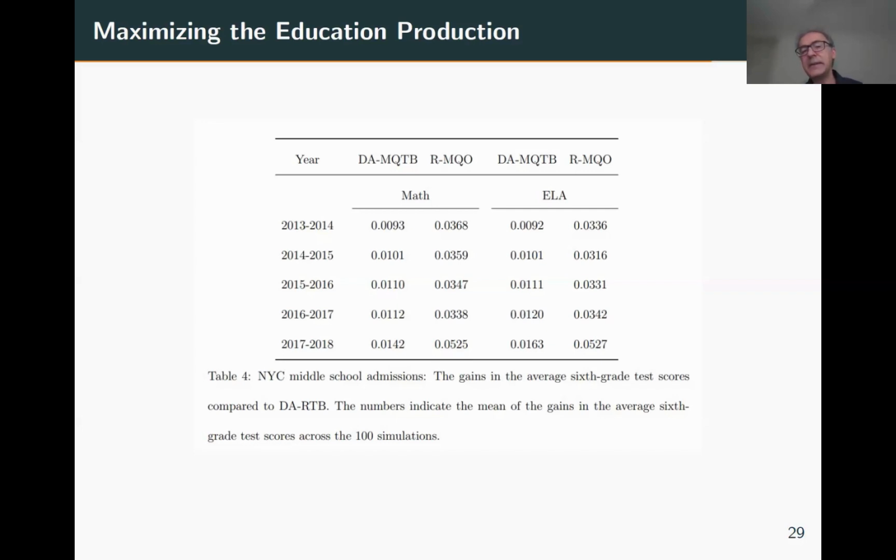What does this mean? This means the white and black achievement gap in the US is huge, and it's about 7% standard deviation. Look, our gain from match quality optimization is actually 5%. This is a pretty significant gain.